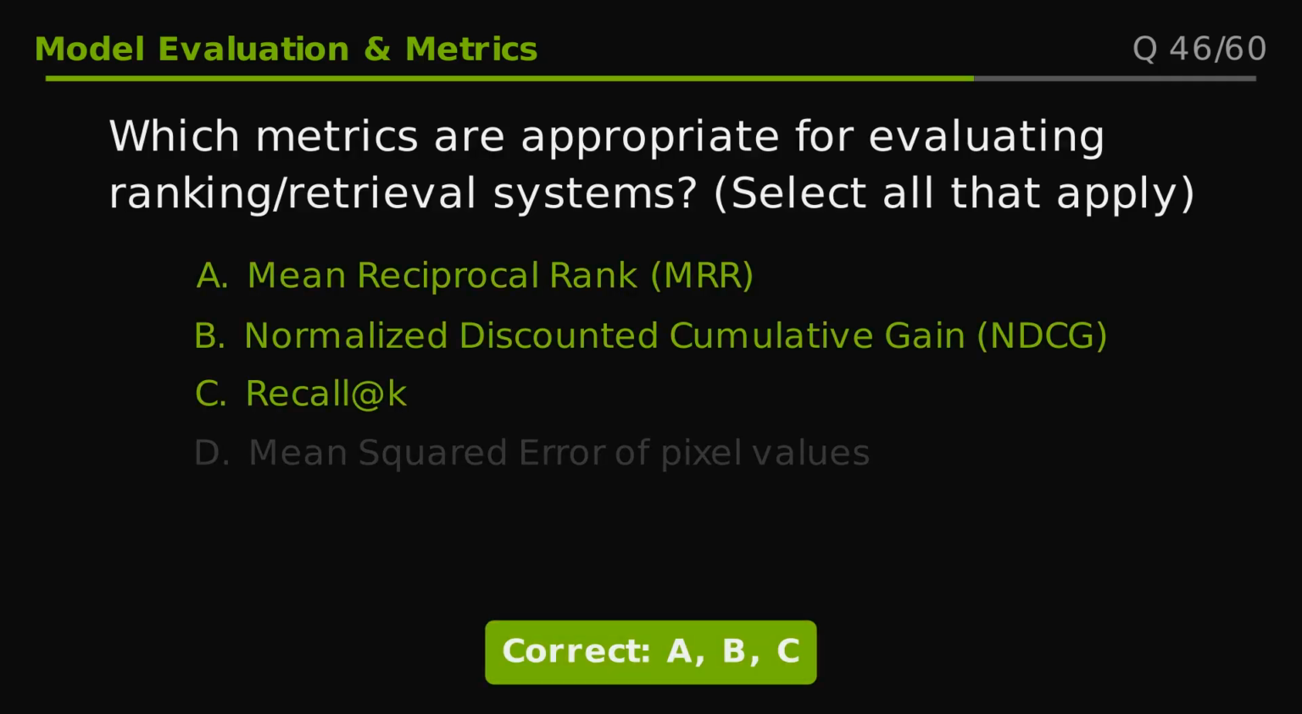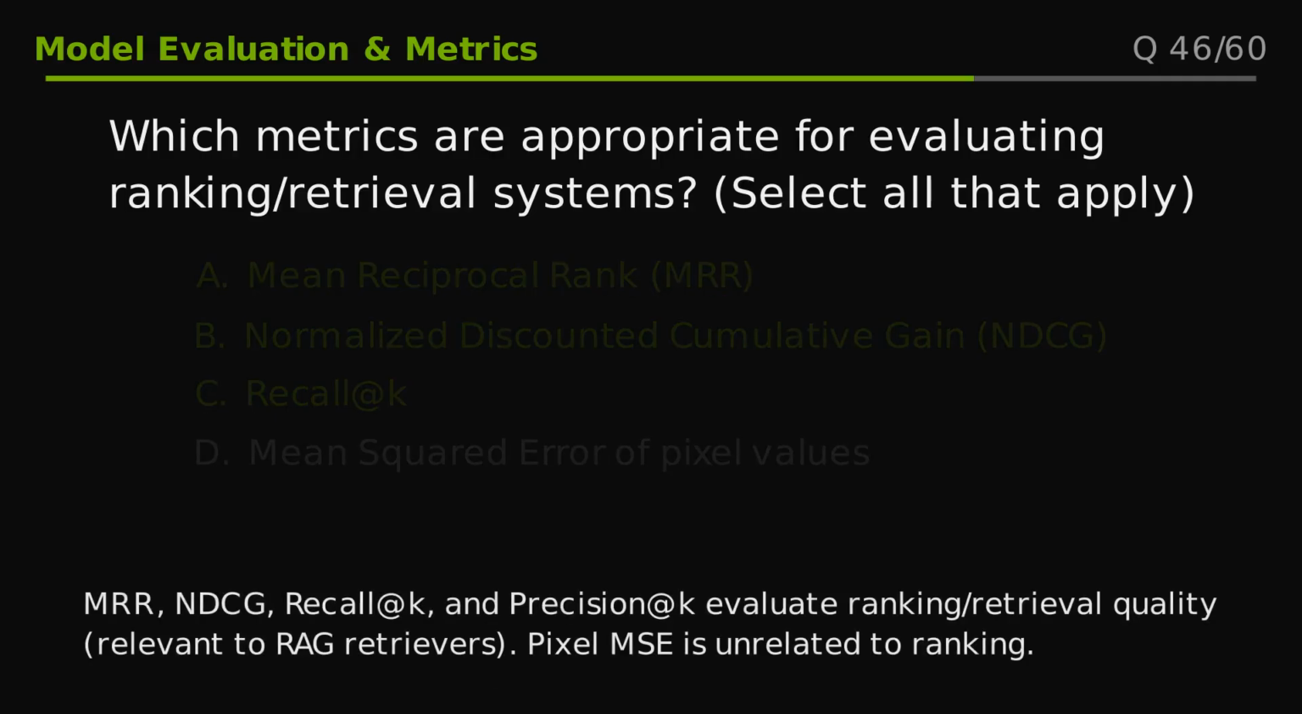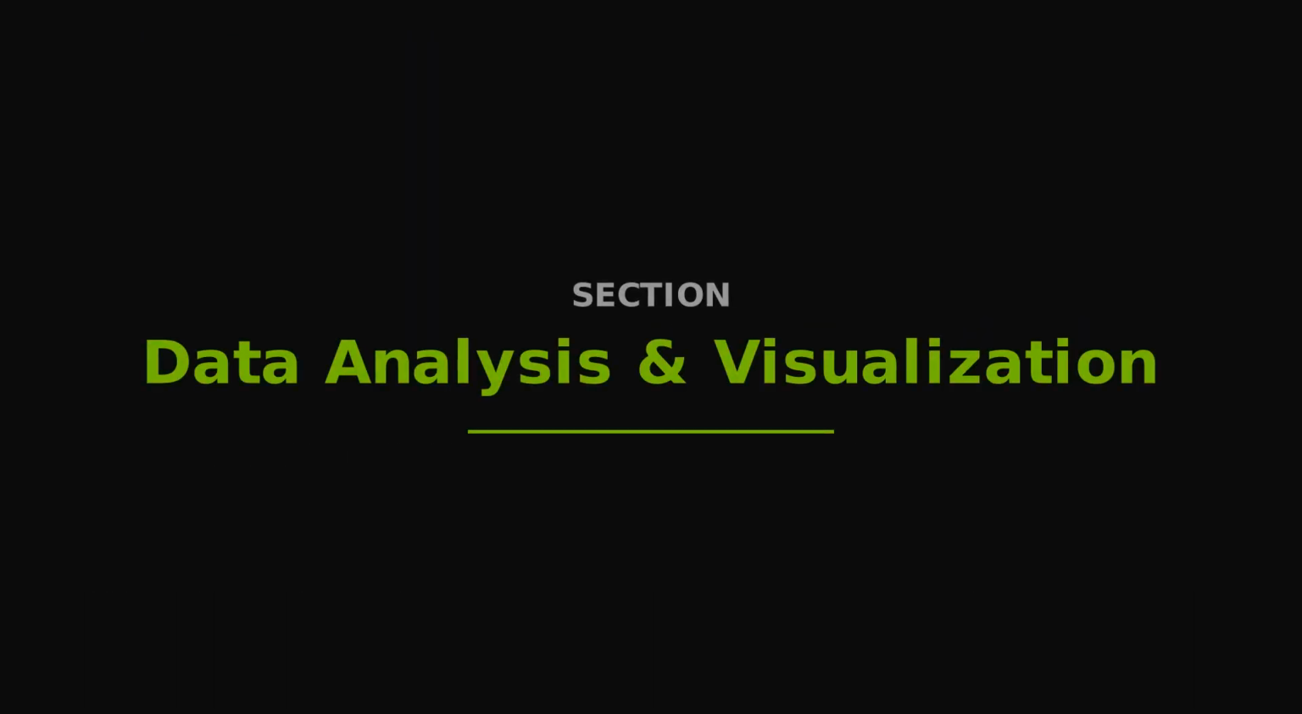The correct answers are A, B, and C. Recall at K and precision at K evaluate ranking or retrieval quality relevant to retrievers. Pixel-level error is unrelated to ranking. Next section, data analysis and visualization.